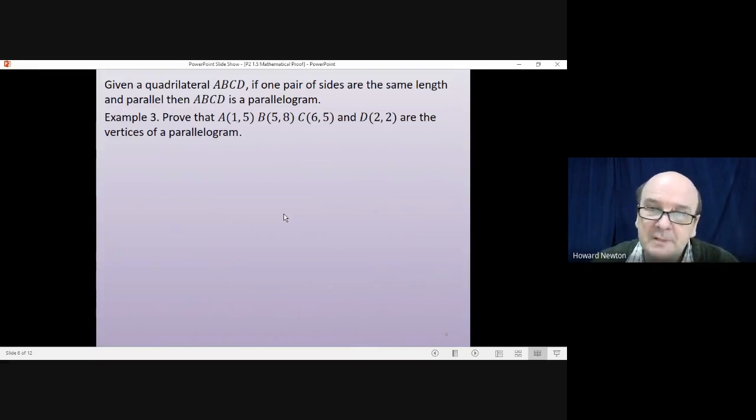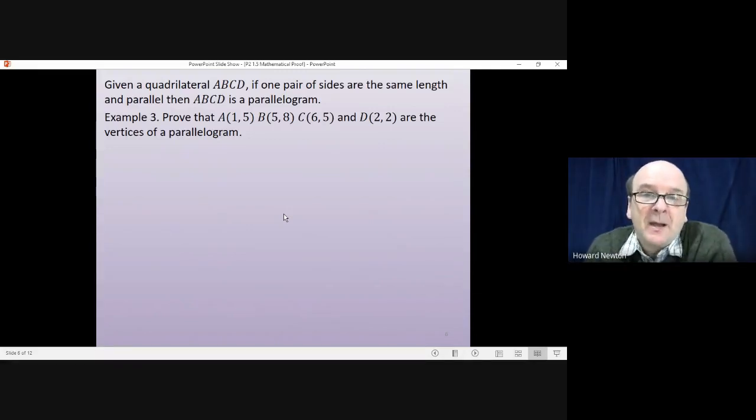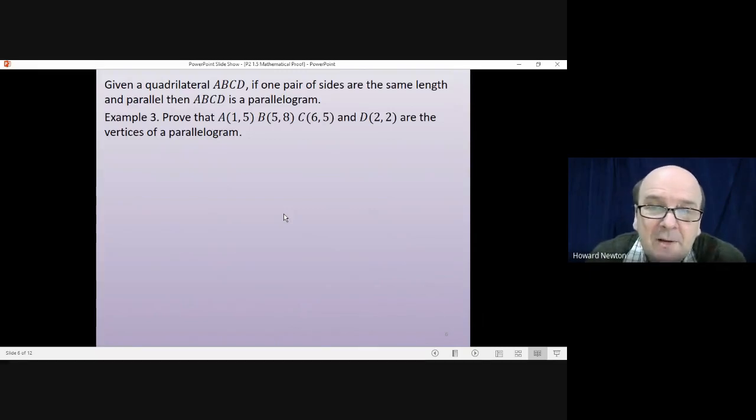Okay, example 3, different type of question. First of all, there's a statement at the top, which is the definition of a parallelogram. Given a quadrilateral ABCD, if one pair of sides are the same length as each other and parallel to each other, then you will have a parallelogram. So you don't have to prove that. That's just a statement about what's required to prove that a quadrilateral is a parallelogram. And then example 3 says, prove that ABCD are the vertices of a parallelogram.